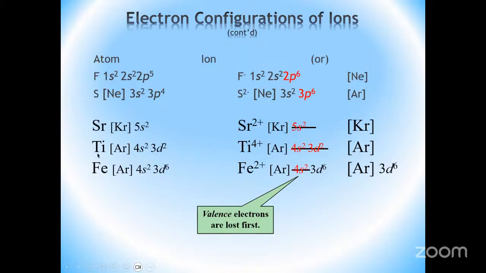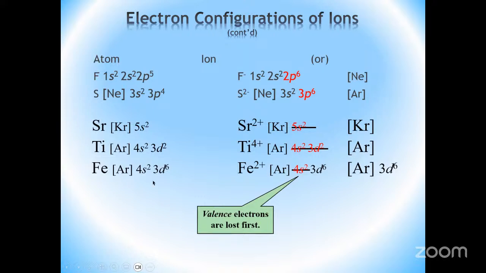In the case of titanium, if you want to go from titanium to titanium 4 plus, the order is very important here. You're going to remove these two electrons first, because 4 is of a higher energy than 3 in terms of the shells. So you remove these two electrons here, then you remove these two electrons, and you're going to end up with this right here, which will be the same as the electron configuration of argon.